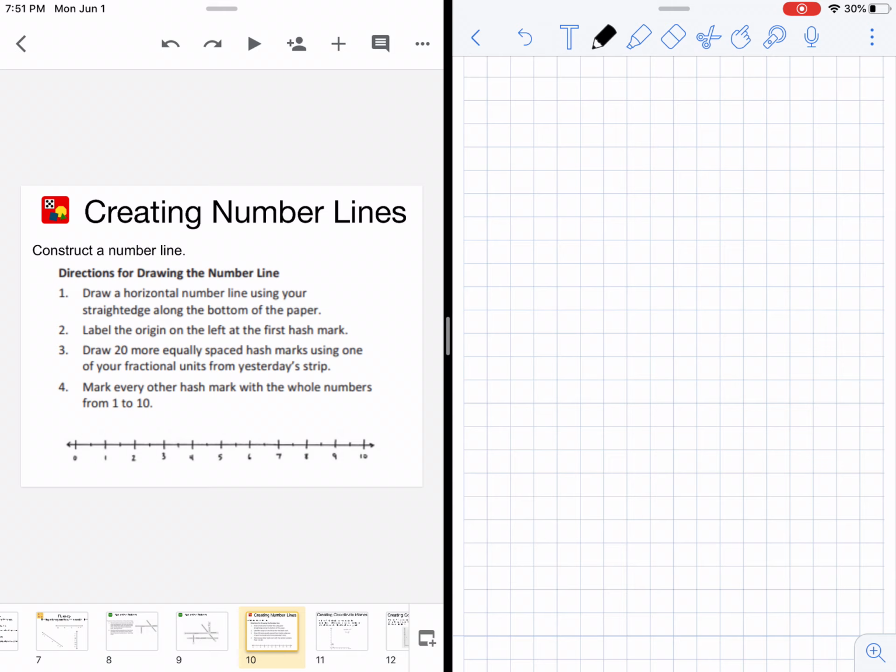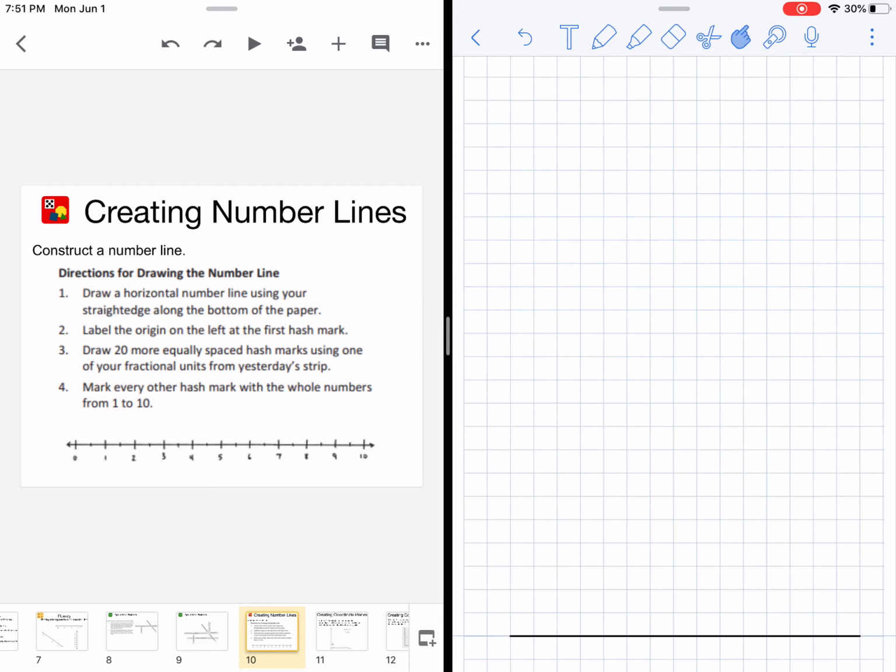So we're going to draw a horizontal number line using your straight edge. So if you have your ruler, go ahead and use that on the bottom of your paper. So you're going to go to the bottom. I'm going to start here, and I'm going to draw a straight line all the way over. So I drew a horizontal number line using my straight edge at the bottom of my paper.